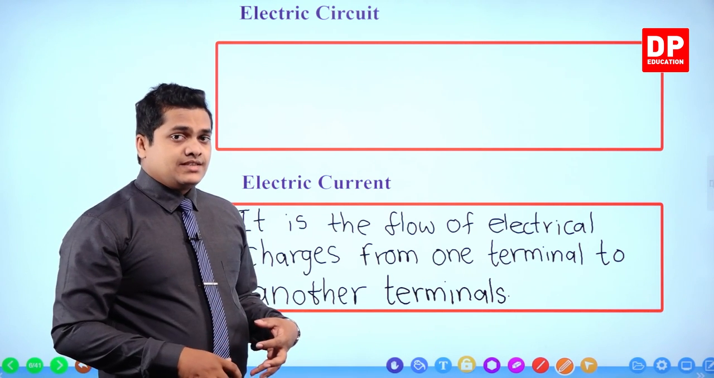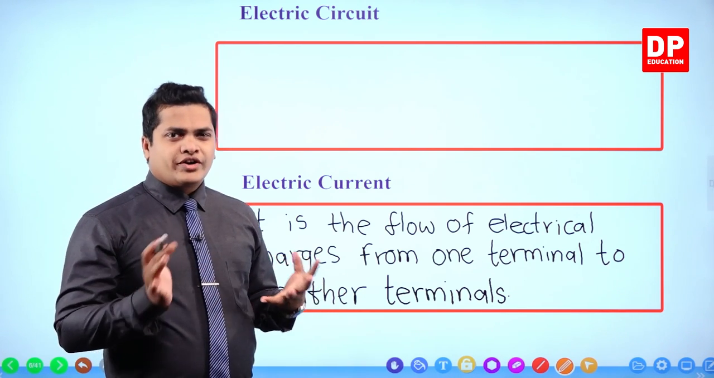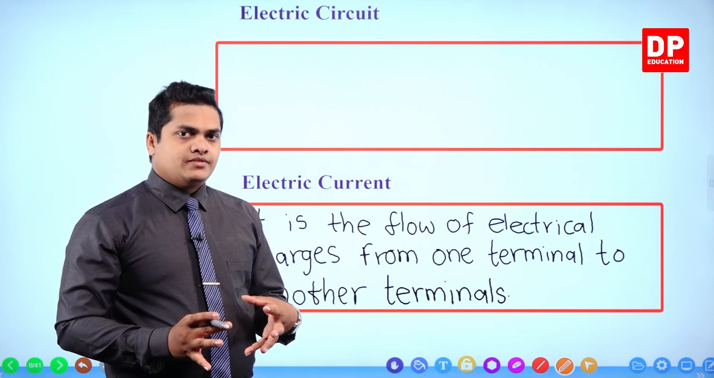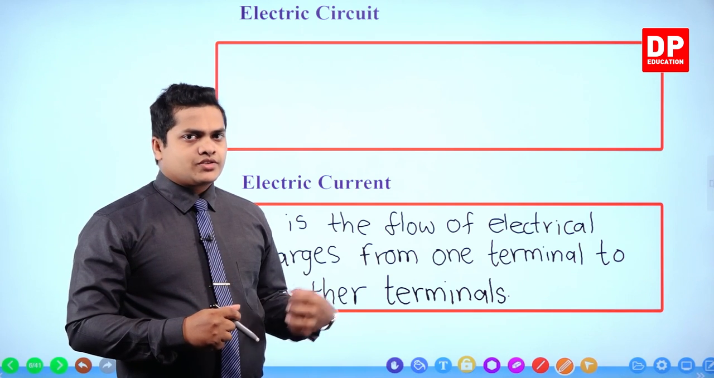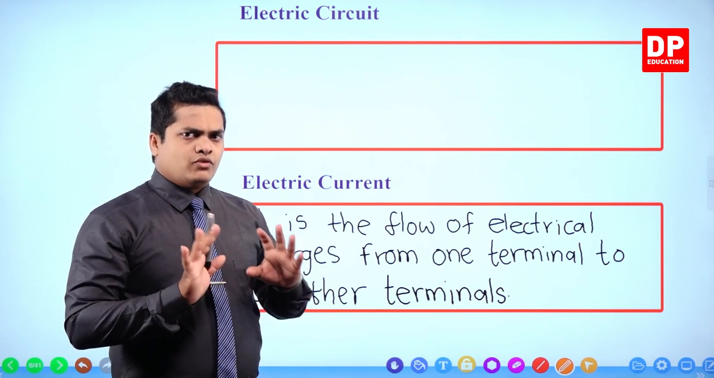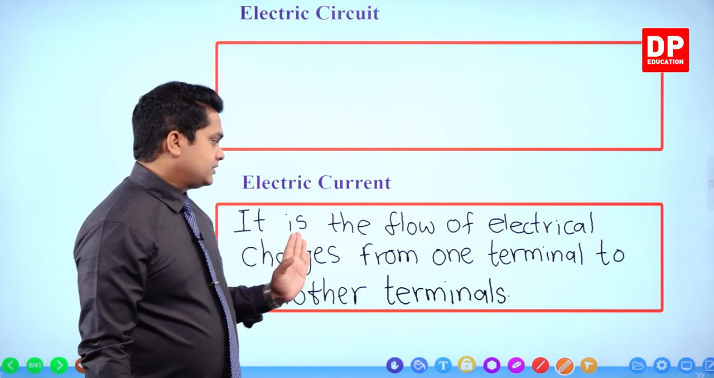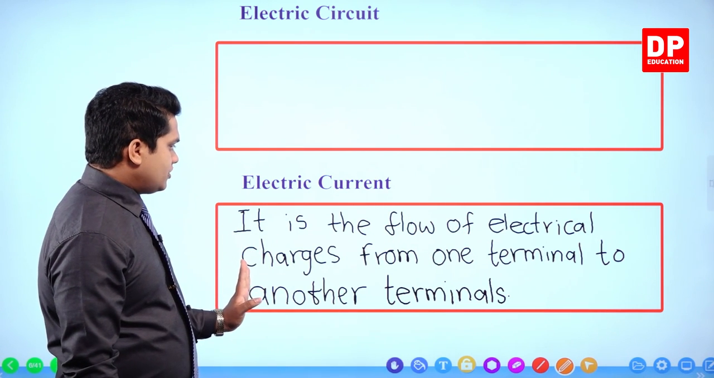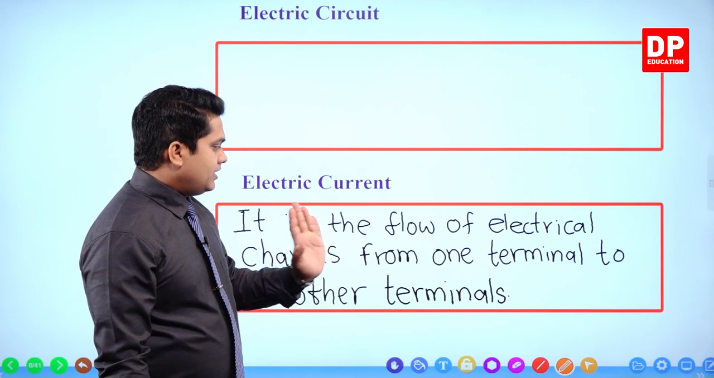So later on we'll be discussing what these two terminals are, right? If you take any kind of an electric source, you already know that the two terminals are the positive terminal and the negative terminal, right? So we'll be discussing in which direction the electrical charges or this electric current is going to flow, later on in the lesson, right? For just now, I'll mention the terminals. So what do you mean by an electric current? It is the flow of electrical charges from one terminal to another terminal, right?